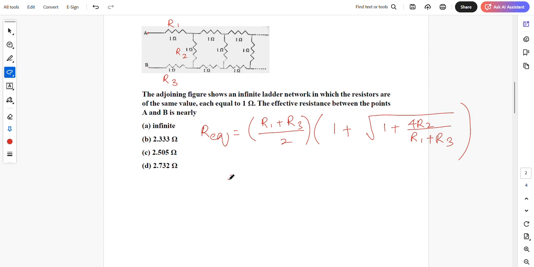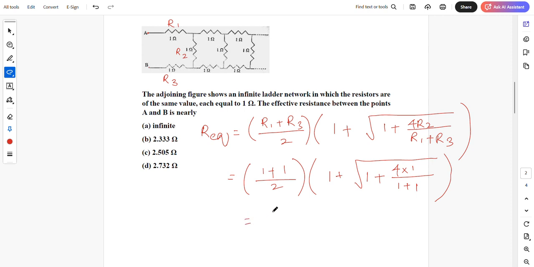Okay, I will substitute the values here. R1 is 1, R3 is 1, so (1 plus 1) by 2, into 1 plus square root of 1 plus 4 into R2, which is given as 1, divided by R1 plus R3, again 1 plus 1. Whatever you are writing here, same thing you are writing here. Let's simplify. How much will this be?